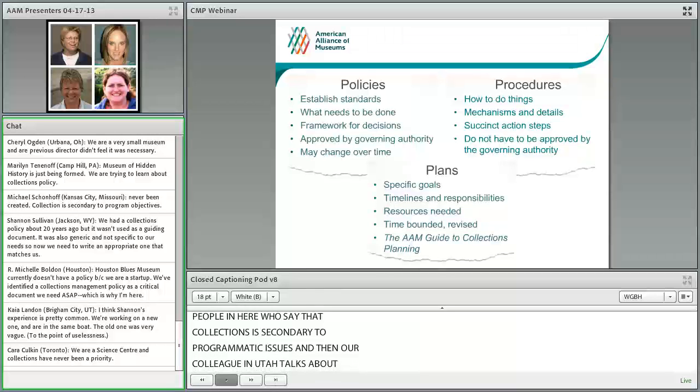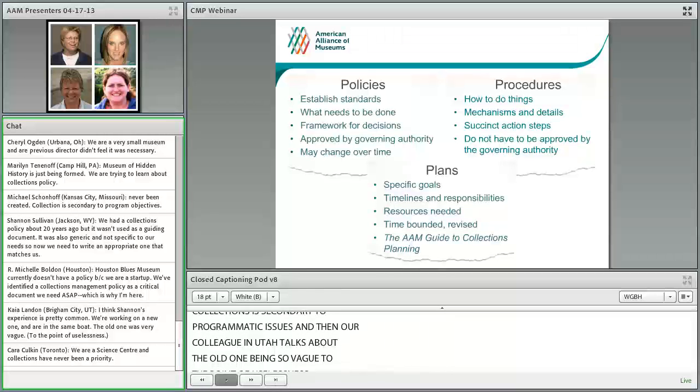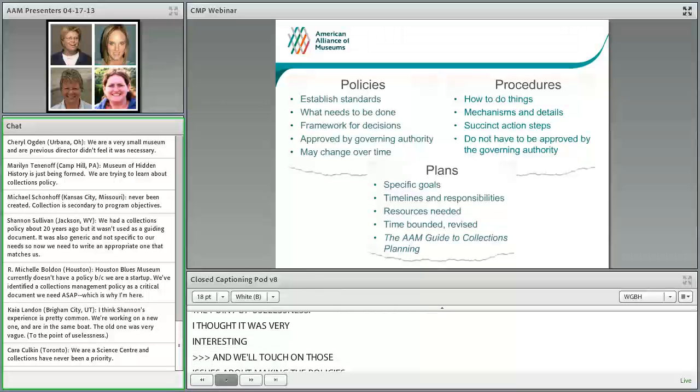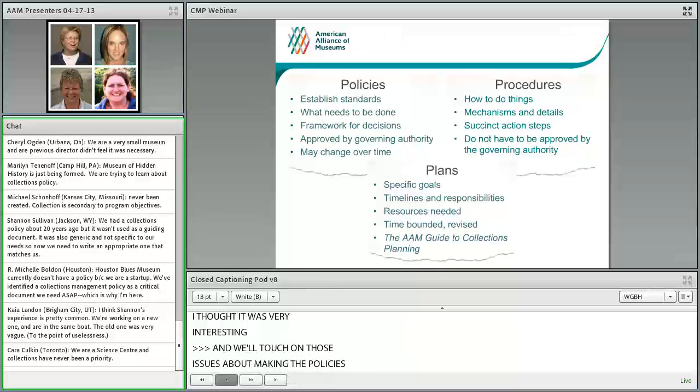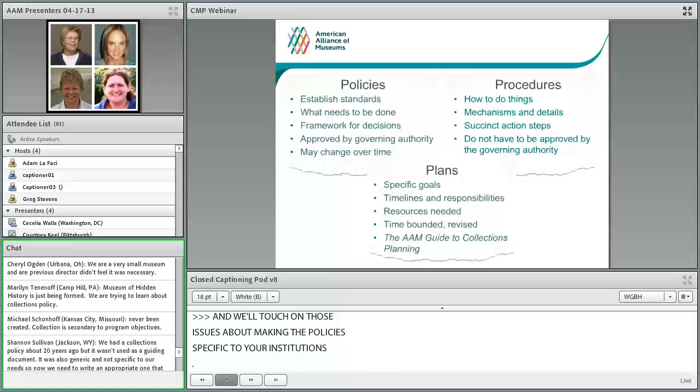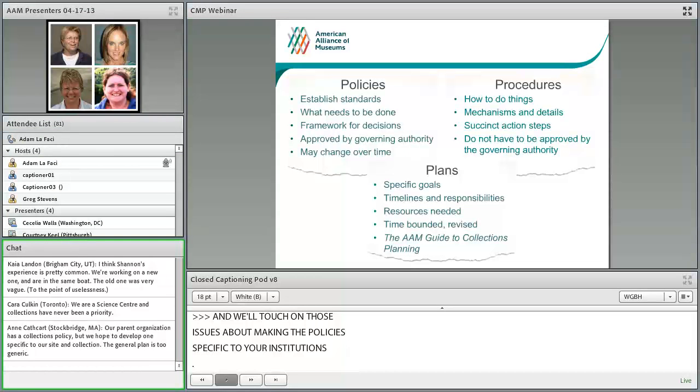Yeah, and we'll touch on some of those issues too about making the policy very specific to your institution as well. I was going to point out too that, like you said, Cecilia, Shannon mentioned that it was generic and not specific, which is really important, as we'll talk about. And Anne Kuchis from Stockbridge, Massachusetts, said their parent organization has one, but they need one that's specific to their site collection. Absolutely. I think that's really important.